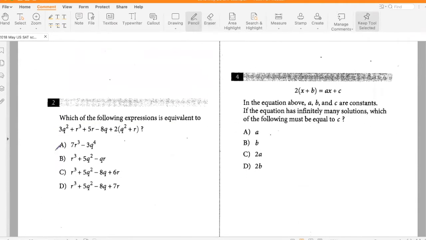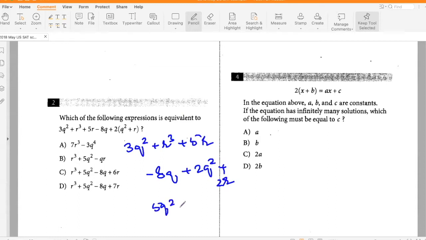Which of the following expressions is equivalent to this? So 3q squared plus r cube plus 5r minus 8q plus 2q squared plus 2r. So 3 plus 2, 5q squared plus r cube plus 7r minus 8q. So 5q squared plus r cube plus 7r minus 8q, so option D.